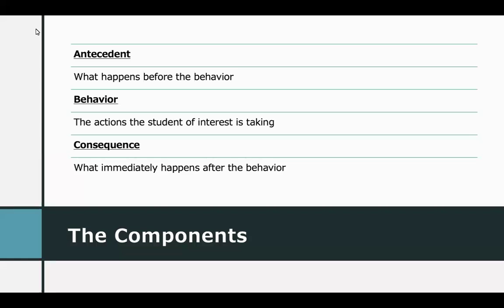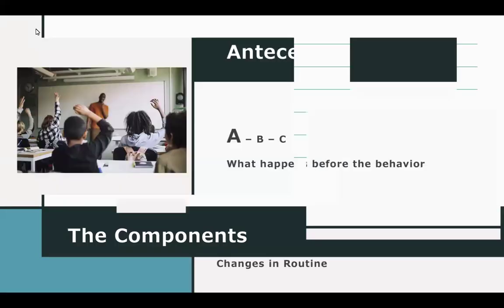As I mentioned before, ABC is a three-part breakdown of a situation. The antecedent of a situation is what happens right before the behavior we're concerned about or what we're looking at. The behavior is the action that the student is taking. And the consequence in this situation is what happens right after that action is taken. So let's break this down a little further.